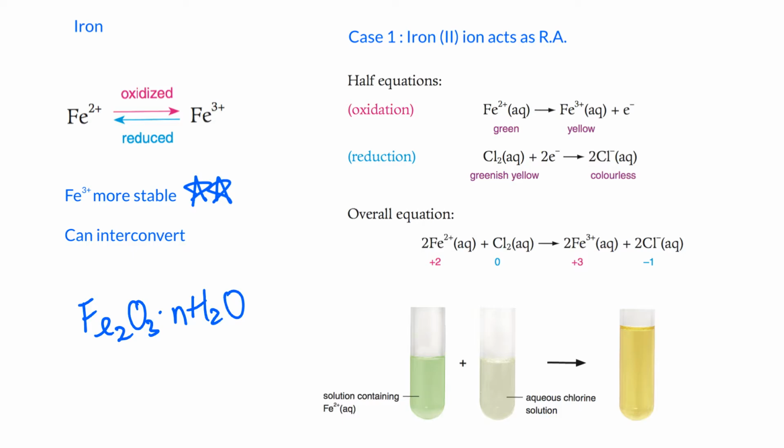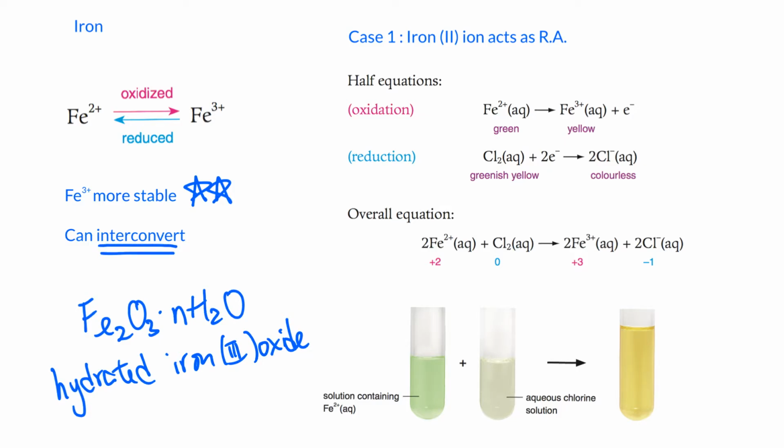Hydrated iron(III) oxide. Remember the terms? Hydrated iron(III) oxide. So if you leave the iron there untouched, it will finally turn into iron(III) instead of iron(II). So between Fe2+ and Fe3+, we say that they can interconvert to each other.